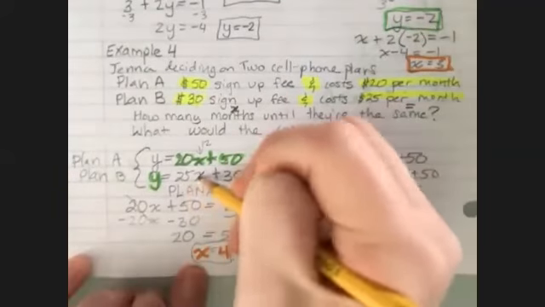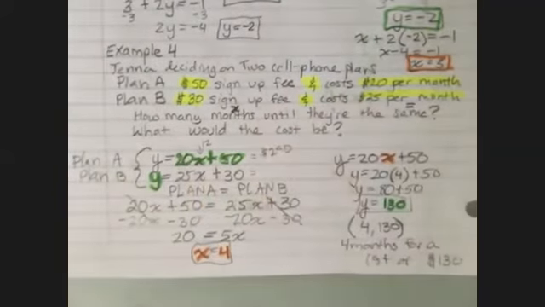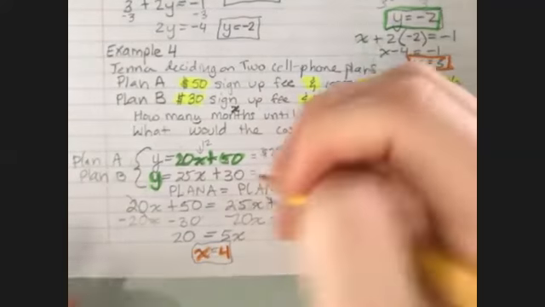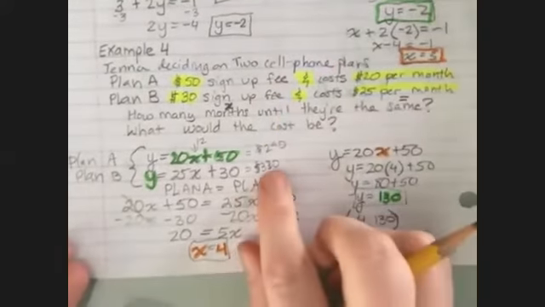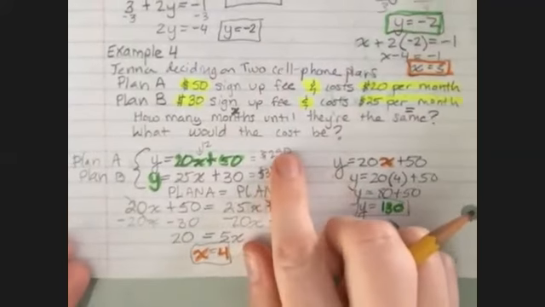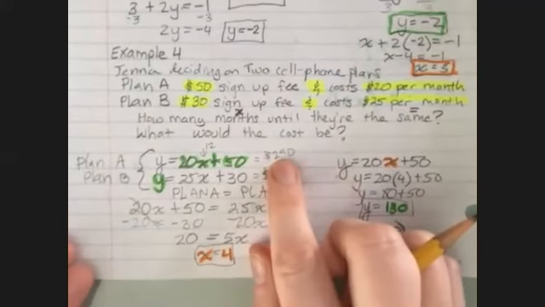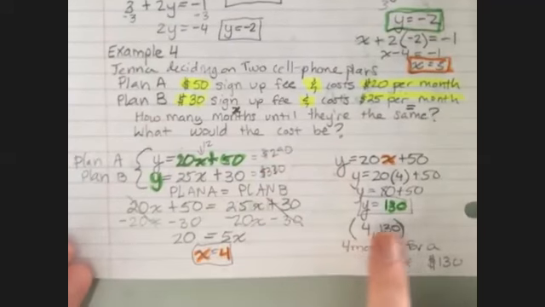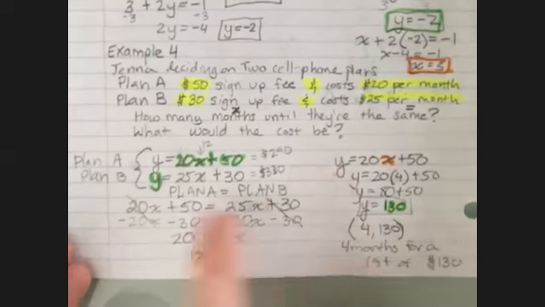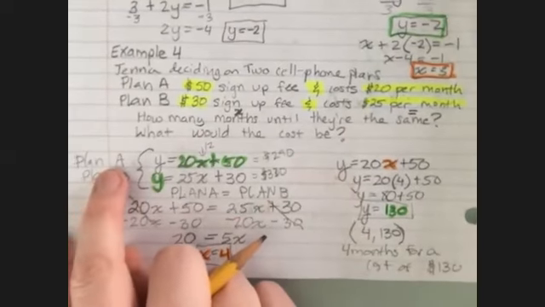Whereas if you were to plug in 12 for plan B, then you have 12 times the 25, which is $300, plus 30 would be $330. Would you rather pay $330 or $290? I'd rather pay $290. So even though at 4 months they will both be the same, which is the cost of $130, the cheaper plan for her to go with for an annual year phone membership would be plan A.